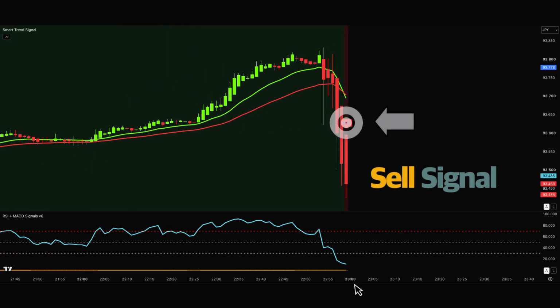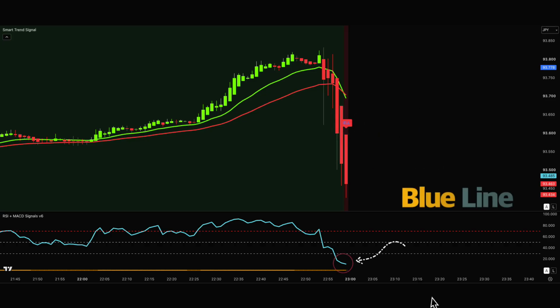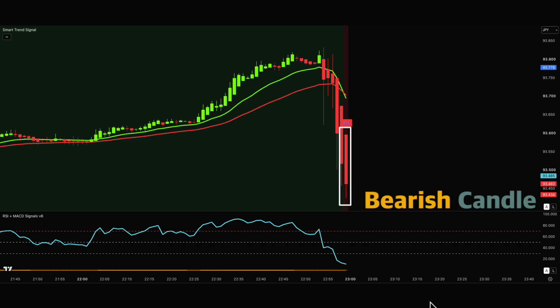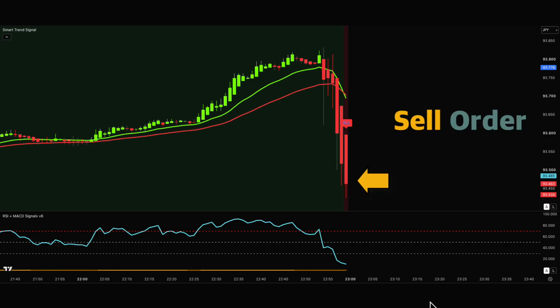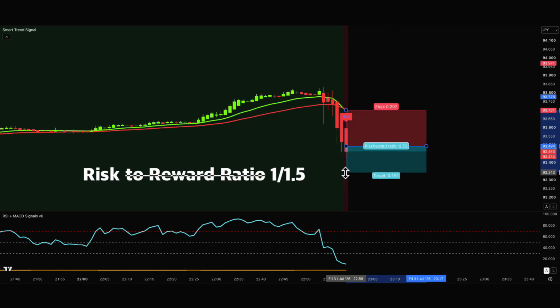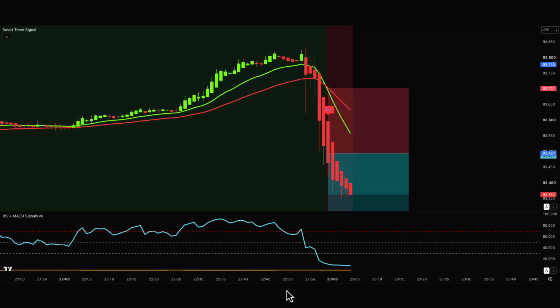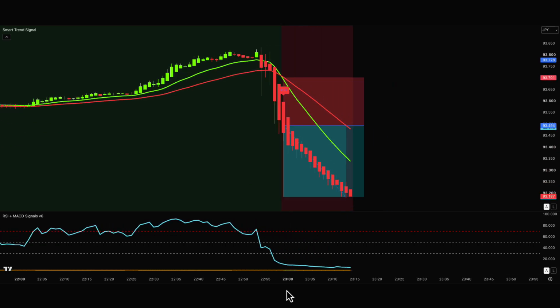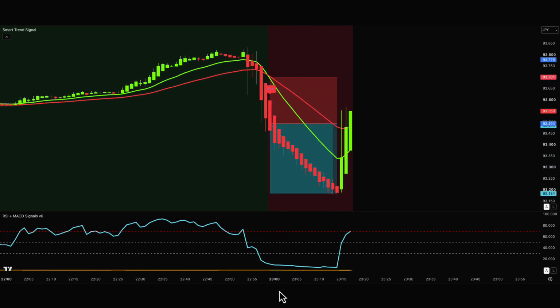Here the smart trend signal label down of this is a sell signal. Here the maroon line of RSI plus MACD signals is below the green line. Here the market has made a bearish candle to give confirmation. So all our conditions are being fulfilled, so we are placing an order to sell. Our stop loss is to be placed at the red line, and the risk to reward ratio will be 1:1.5. Let's see what happens to our trade. We have won the trade. Let's find the next trade.